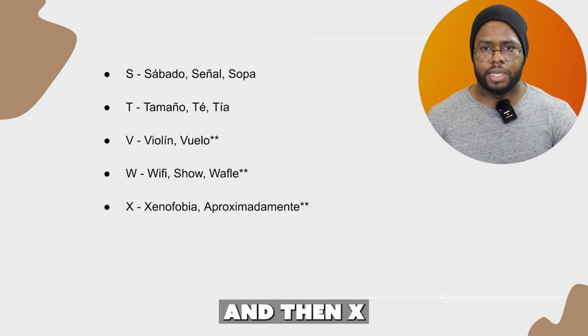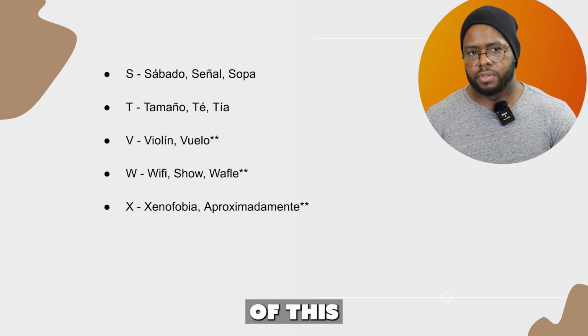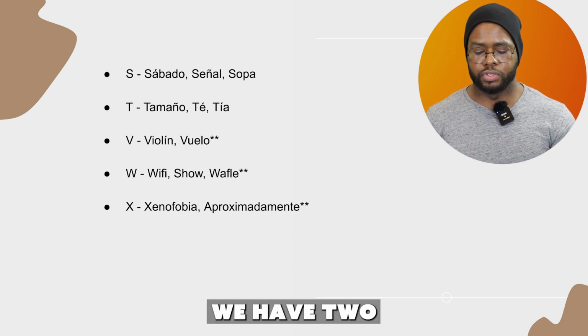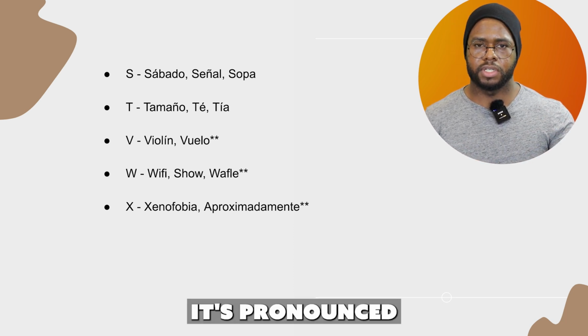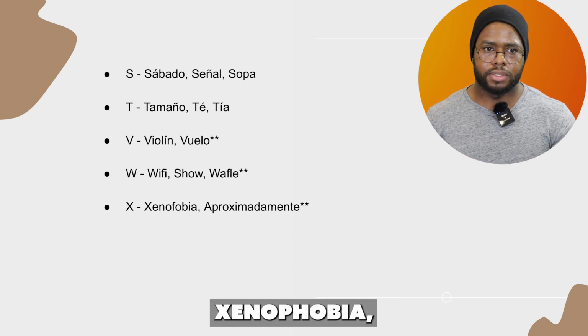And then X, we have two pronunciations of this. In English, we have three. In Spanish, we have two. Right? So at the start of a word, it's pronounced like an S. So for example, xenophobia.